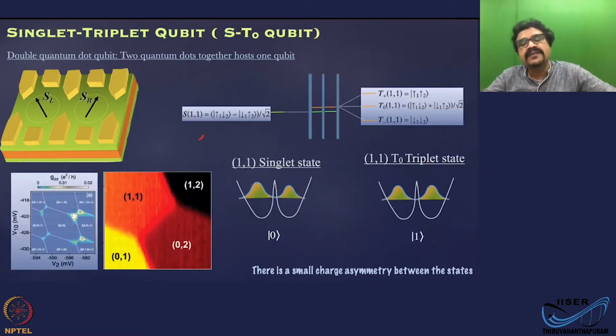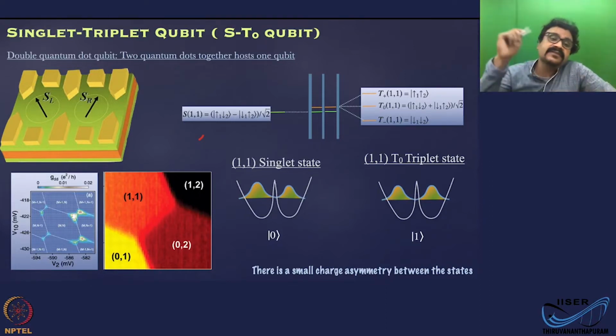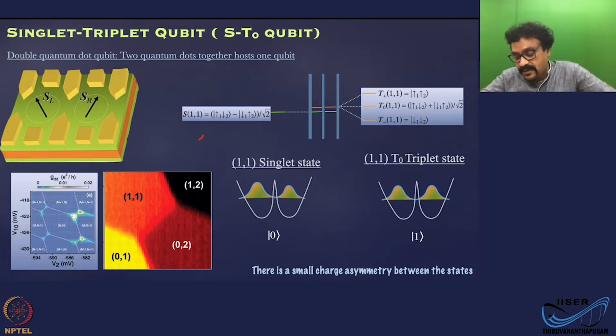Now, the second approach, which is also equally pursued, is called the singlet-triplet qubit, or ST0 qubit. In the previous architecture, we had one physical qubit located in one dot. But in this architecture, you have two dots making one qubit.